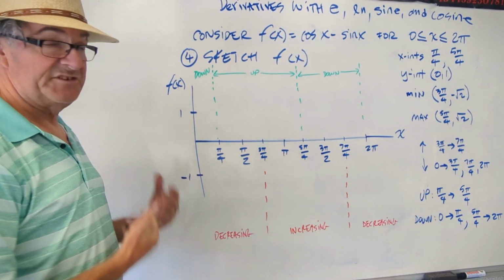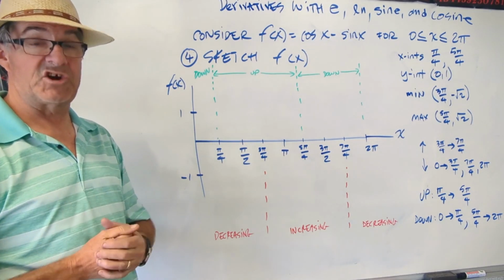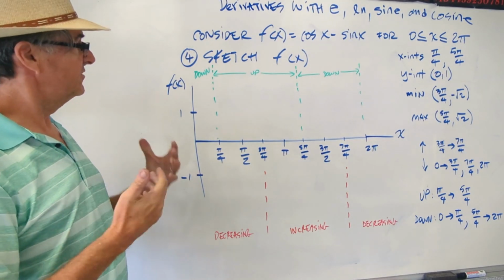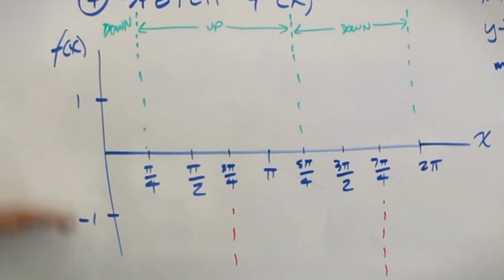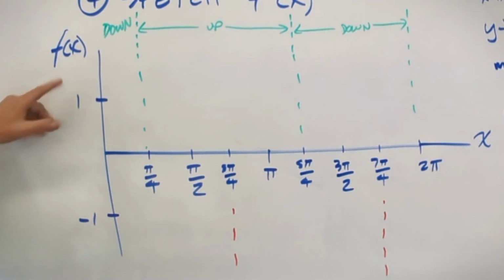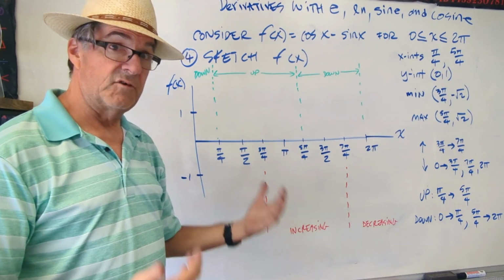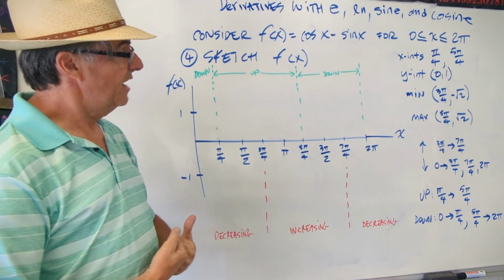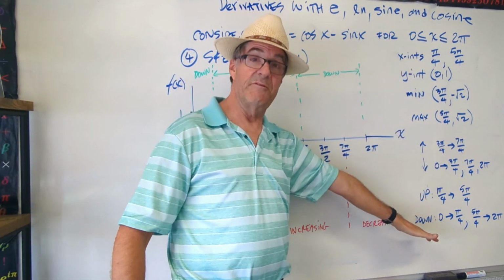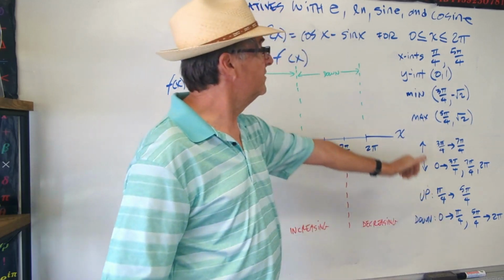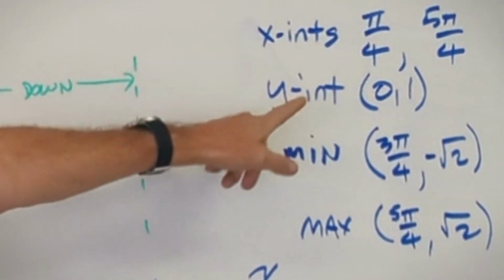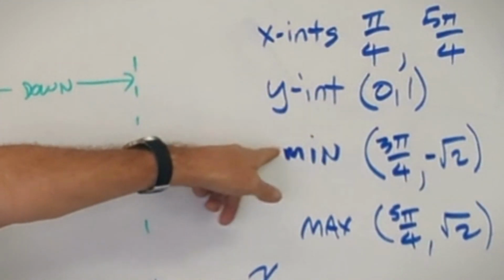Now I've put a lot of stuff on the board before I actually draw my curve in. So I put my axes here. This is my f of x, this is my x. I've scaled it from 0 to 2 pi. That's the interval over which we are concerned. And then over here I summarized everything that we figured out from those last boards. So my x-intercepts, my y-intercept, and my mins and my maxes.